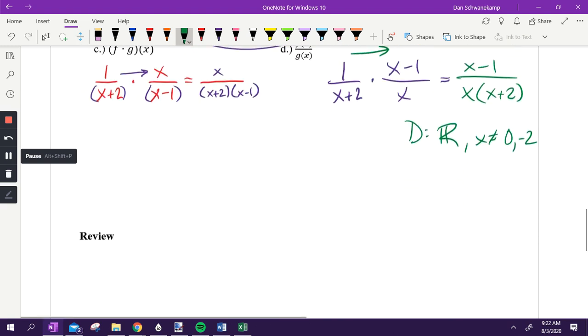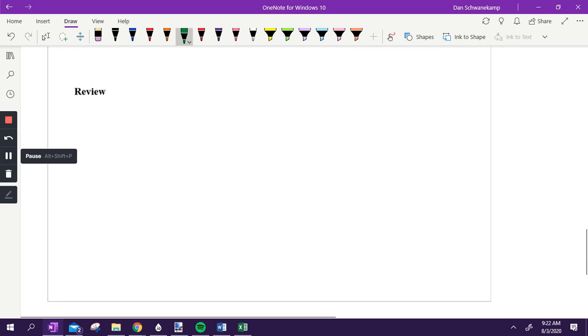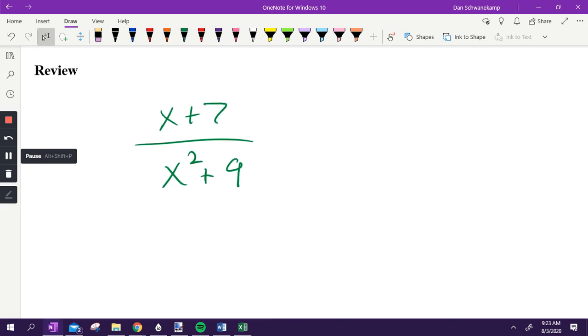Okay, just a heads up here down in this review section. I give you a whole big old box. I'm going to do one problem here. Let's say on top I had x plus 7, and on bottom I gave you x squared plus 9. Find the domain of that function. X plus 7 on top, x squared plus 9 on bottom. What's the domain going to be?